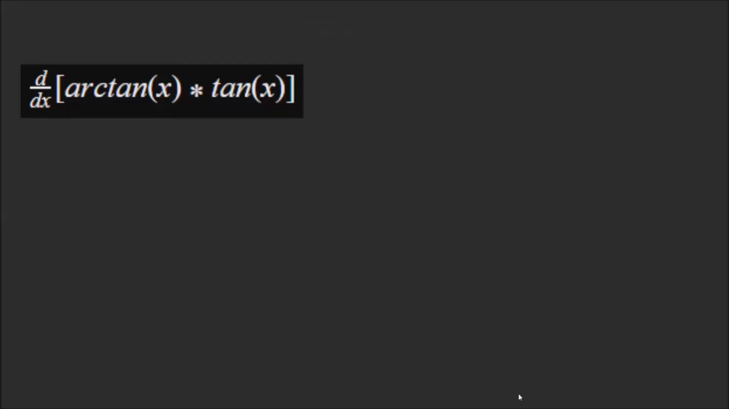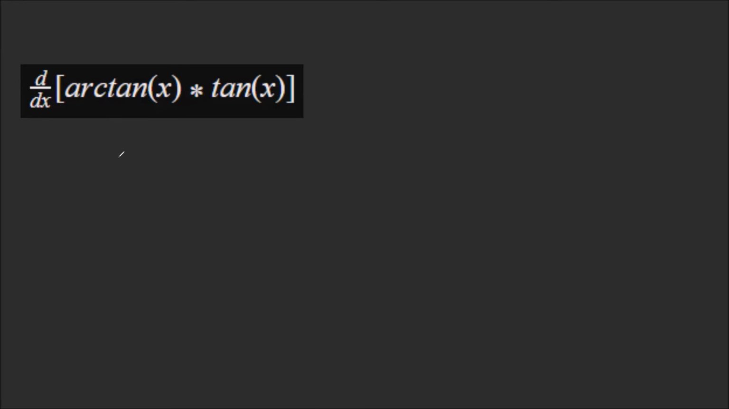All right, this is practice problem 3. It's asking us to find the derivative of arctan x times tan of x. Now we can solve this using the product rule. You're going to want to write out the first term times the derivative of the second plus the second term times the derivative of the first, also known as 1d2 plus 2d1.